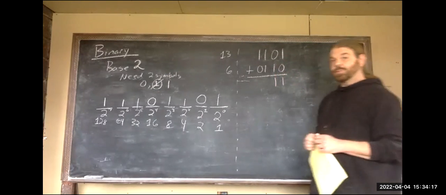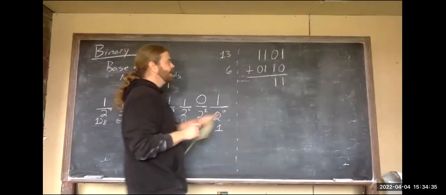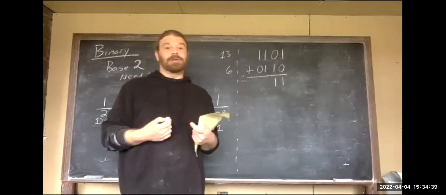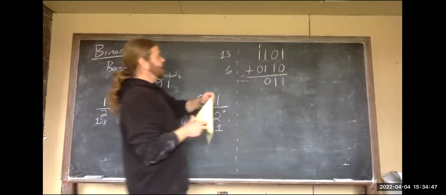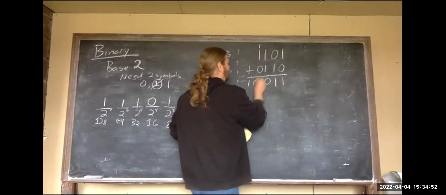Well, what's 1 plus 1? 2, but you can't have 2 in a binary code system. 1 plus 1 is 2, which is our base, and our base is always written 1, 0. So we write 0, and then we carry a 1 to the next column. And once again, we have 1 plus 1 is 2, or 1 0.